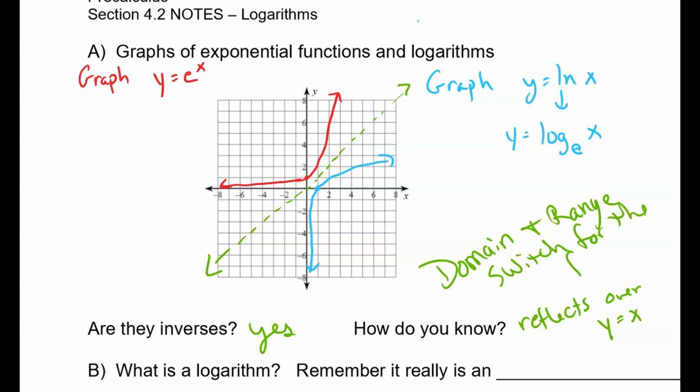Now some of you are like, oh crud, she used the words domain and range. Remember, domain is your x coordinates and range is your y coordinates, okay? So remember, that is where it switches.